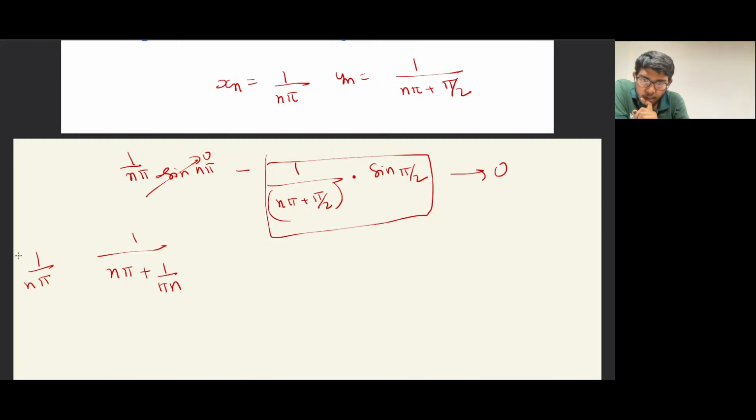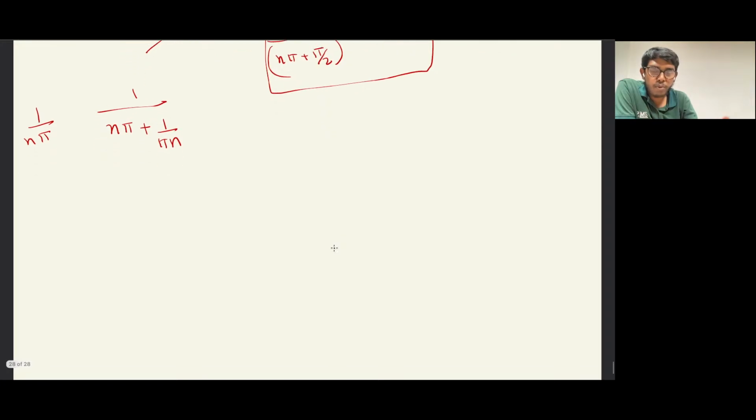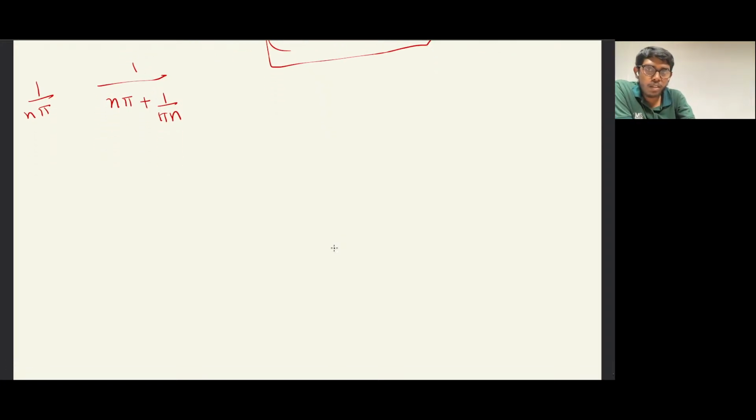This is going to 0, yeah. So xn minus yn, clearly, is it uniformly continuous? Okay, maybe I'm making some mistake. Let me just check with this, and then I'll see whether it's uniform. Maybe I'm making a mistake and it's not.